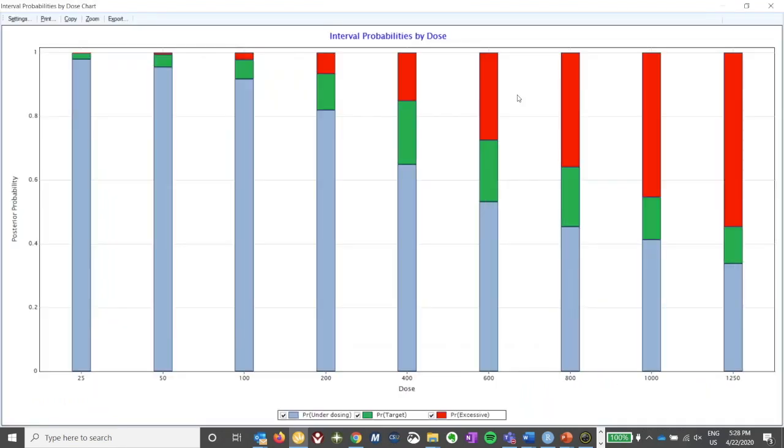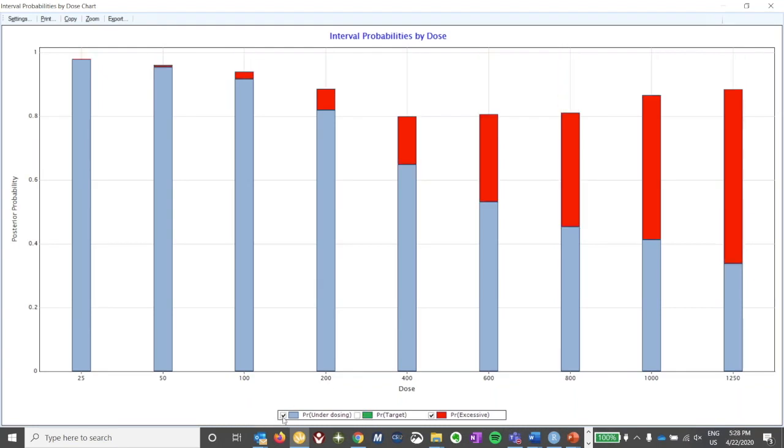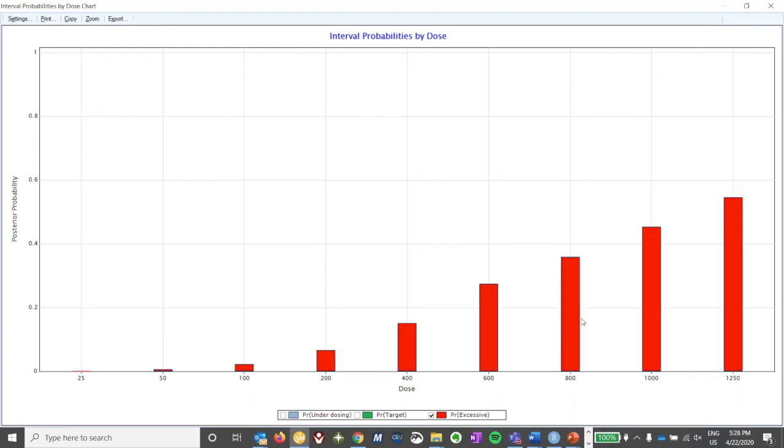Well, all we have to do is see what are the chances of falling in each one of the 3 intervals. The blue interval, which is the underdosing for each dose level, the green interval, which is the interval of proper or targeted toxicity, and the red interval, which is the interval of overtoxicity. So if I turn off the underdosing and targeted toxicity intervals for the moment, what you first can see is the chances of overdosing at each one of the current dose levels.